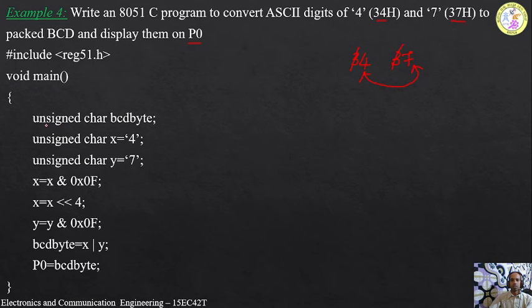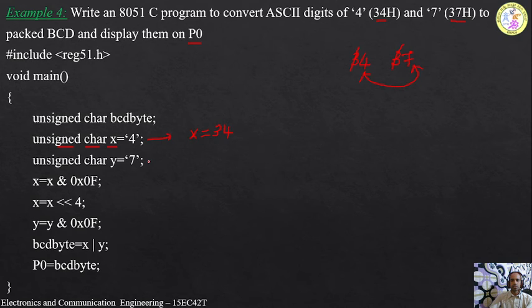So void main and unsigned char BCD byte. One variable I will take, BCD byte. Unsigned char x is equal to '4' within single quote, and again unsigned char y is equal to '7' within single quote. When any character is enclosed within single quotes, the ASCII value of this character will be stored in the variable. What is the variable here? x is the variable, and it is of type unsigned character. So after the execution of this, what is the content of x? x is equal to the ASCII value of 4, that is 34. So x contains 34.